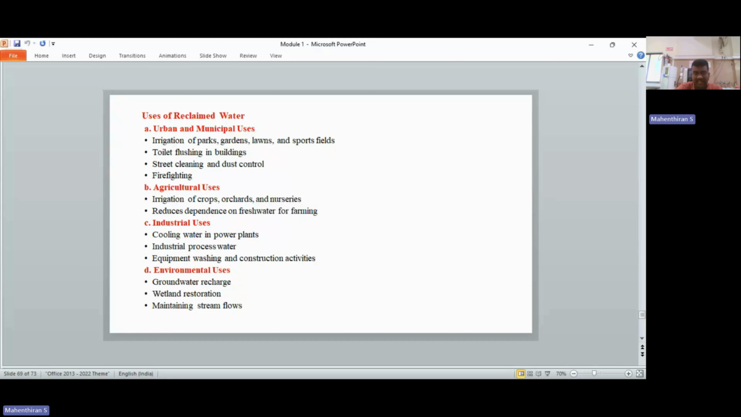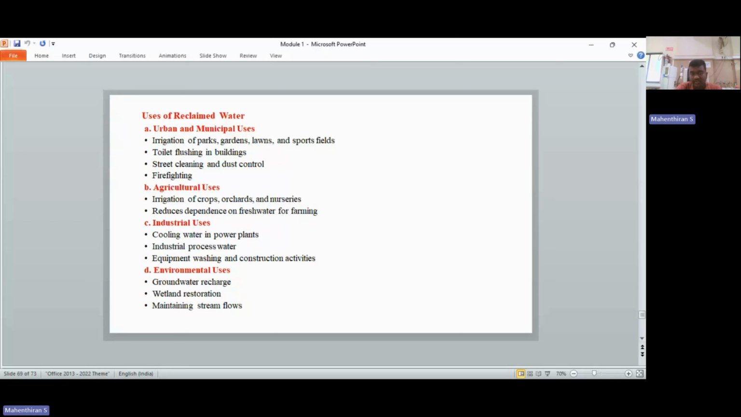And this can be used for wetland restoration. Wetlands are the most productive ecosystems on Earth, but many have been degraded or destroyed. The reclaimed water can be used to restore and maintain these wetlands. The water provides the necessary hydrology to support the wetland plants, birds, fish, and other wildlife. There are many successful complexes of constructed wetlands that use the reclaimed water to create new habitats and for maintaining the stream flows also.